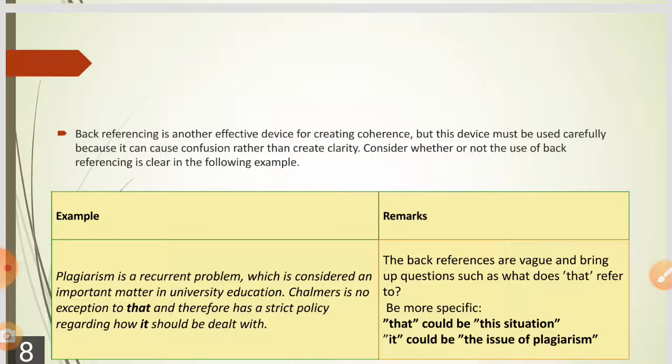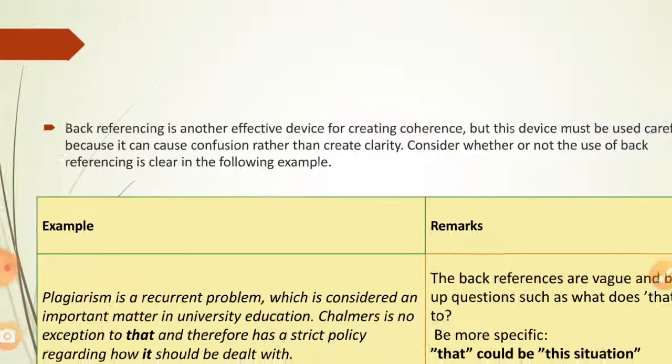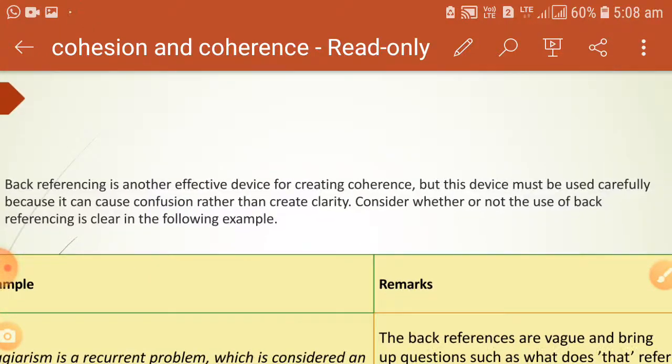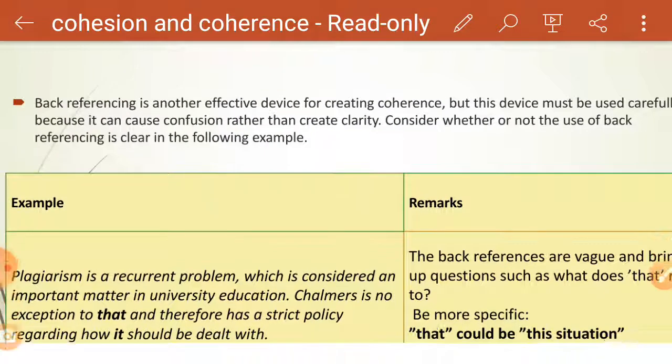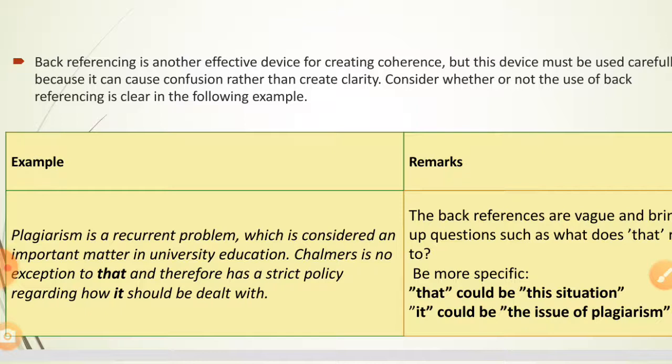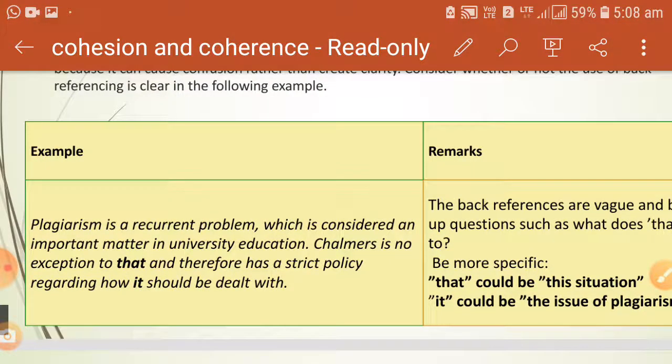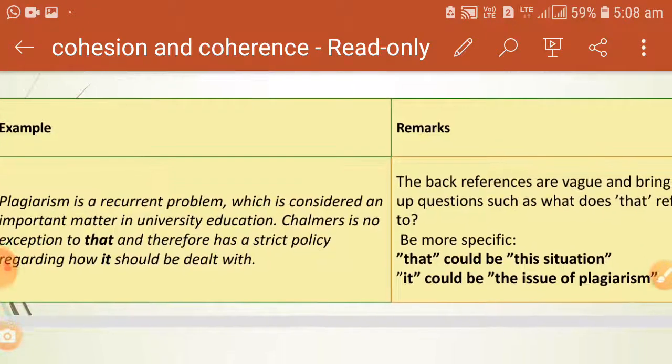Back reference is another effective device for creating coherence: this, that, these, those, and such. But this device must be used carefully because it can cause confusion rather than create clarity. Consider whether or not the use of back reference is clear in the following sentence. Example: Plagiarism is a recurrent problem which is considered an important matter in university education. Commerce is no exception to that and therefore has a strict policy regarding how it should be dealt with.